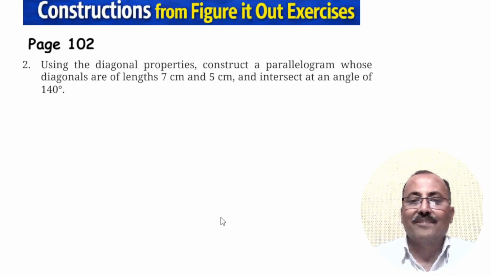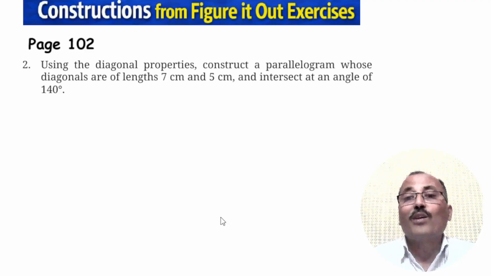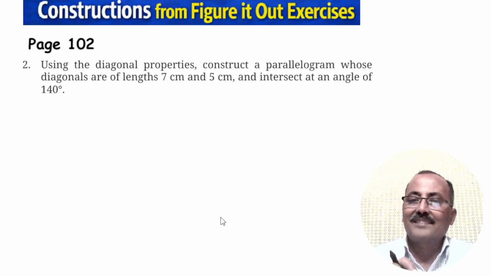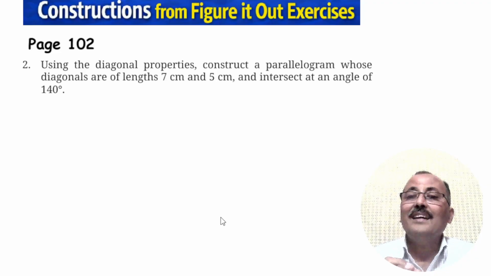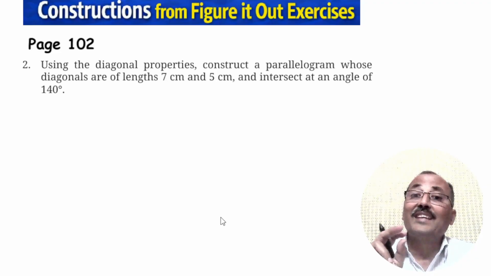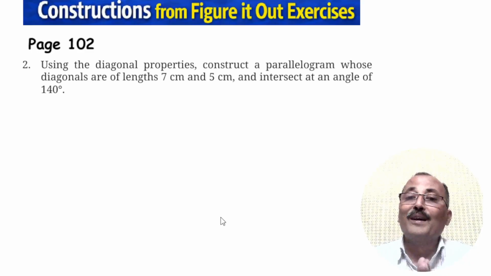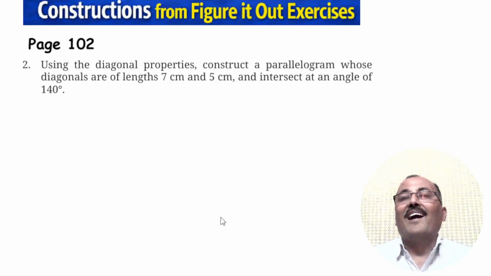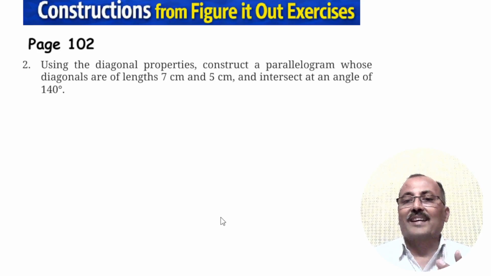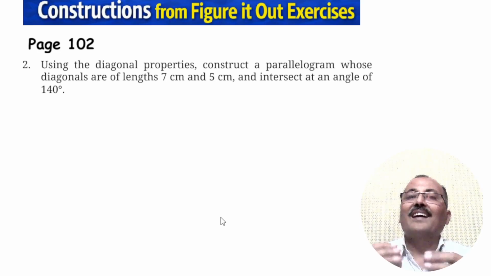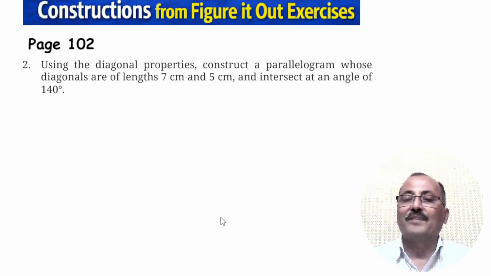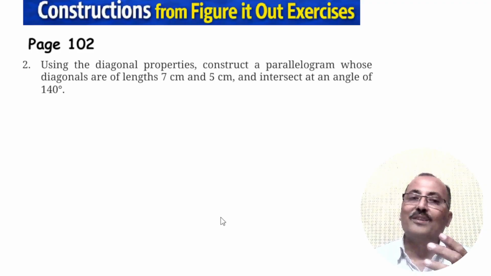Remember children, the first question of this exercise, this video is that only. If the diagonals are equal, we are getting a rectangle. If the diagonals are not equal, we are getting a parallelogram. One more thing also I said, if the diagonals are perpendicular, you will get a square or rhombus. So many things are hidden in the property itself. If you know the properties very well, you can do this one.